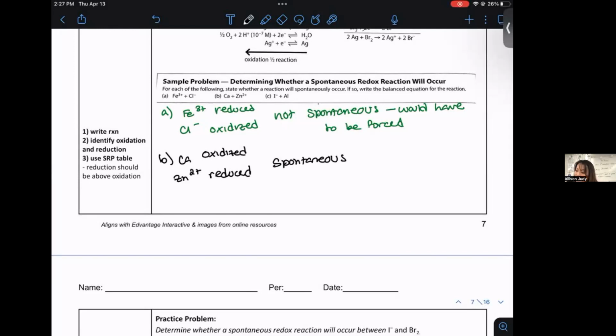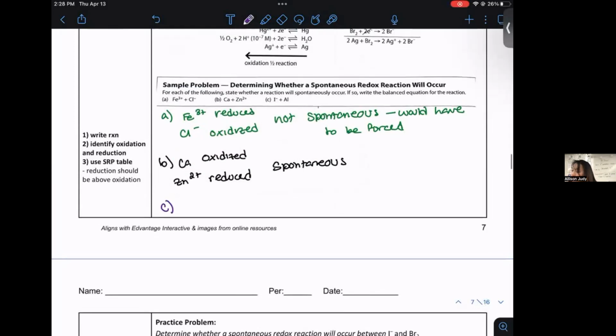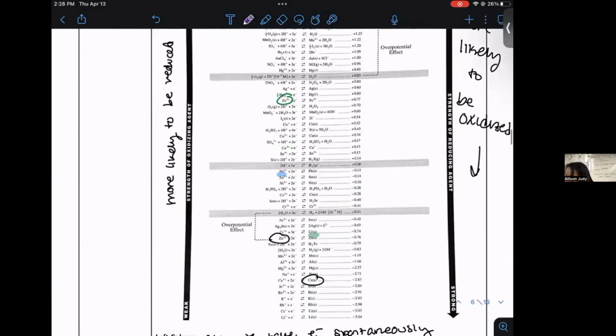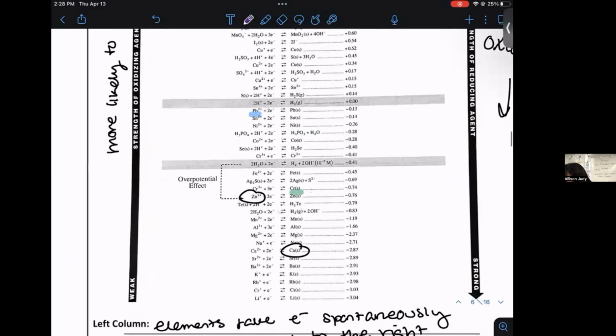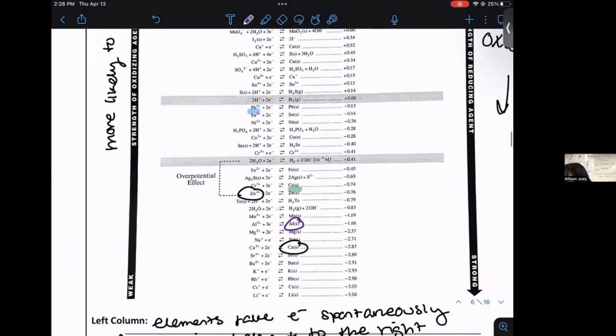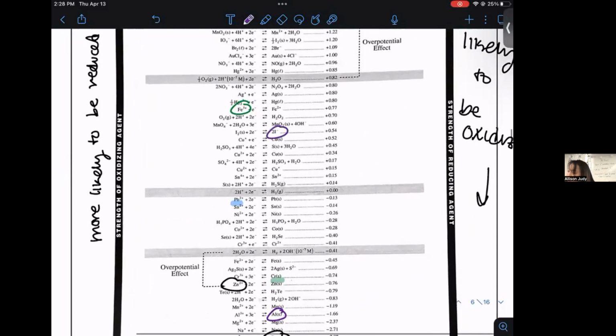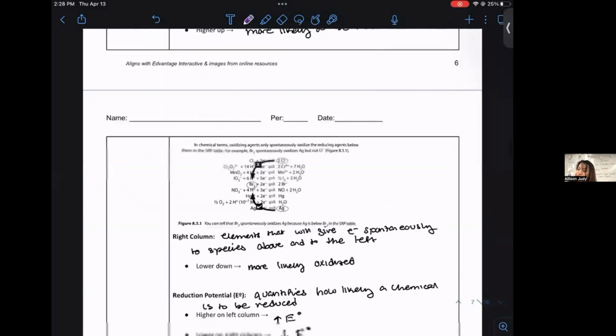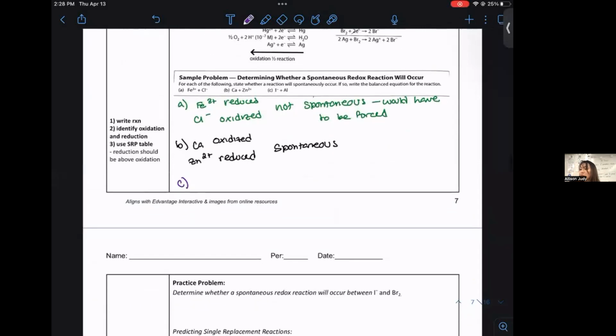Okay, C. What you're looking for with C is I minus and aluminum. If you look at the table, here's aluminum and here is I minus. They're both oxidations. So is this a redox? No, because according to the state of the species we're looking at, each species would undergo oxidation.